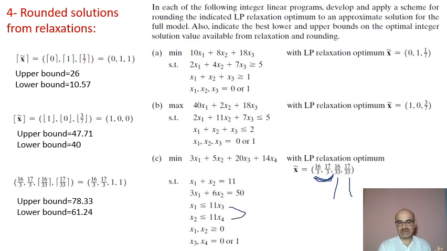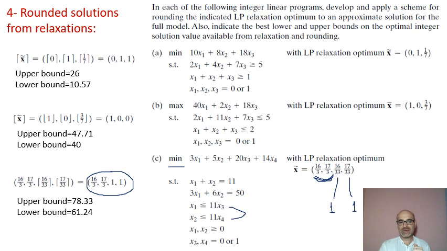If x3 is 0, x1 is already 16/3, and 16/3 less than or equal to 0 is not possible to satisfy. So x3 should be rounded up to 1. Again, consider this constraint. If x4 is 0, the right-hand side becomes 0. x2 is already positive, 17/3. So you cannot put 0 here. Again, x4 should be rounded up to 1. So your solution becomes this: 16 over 3, 17 over 3, 1 and 1.